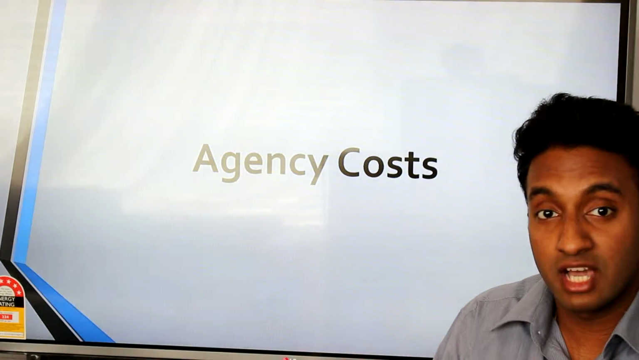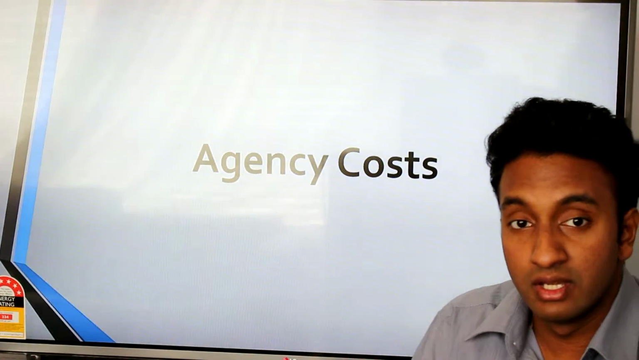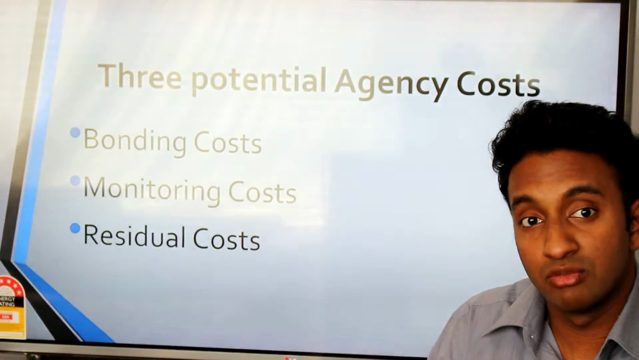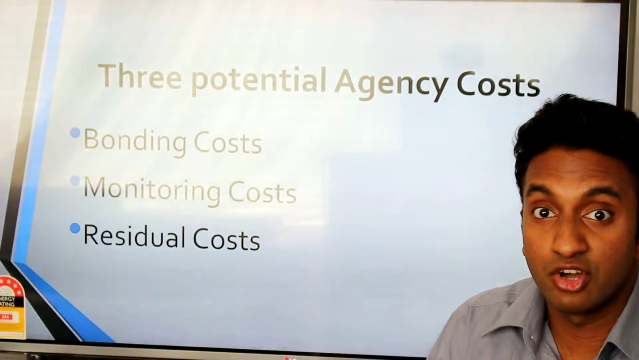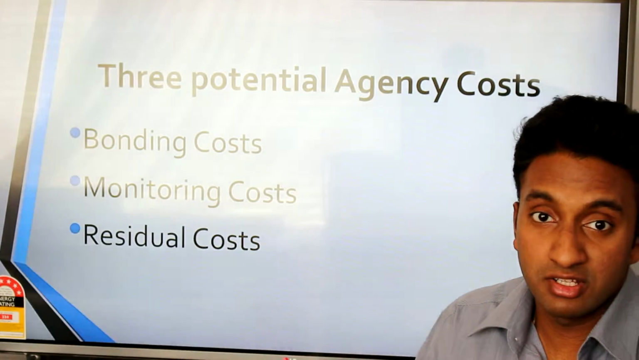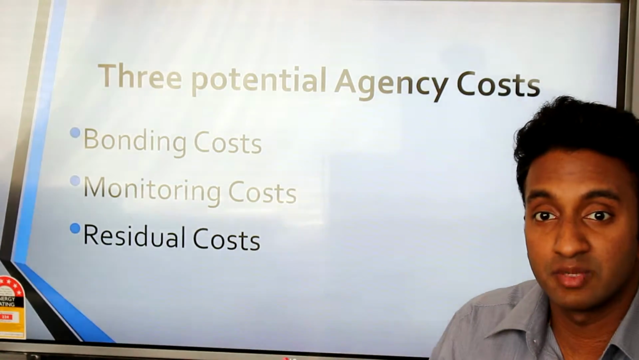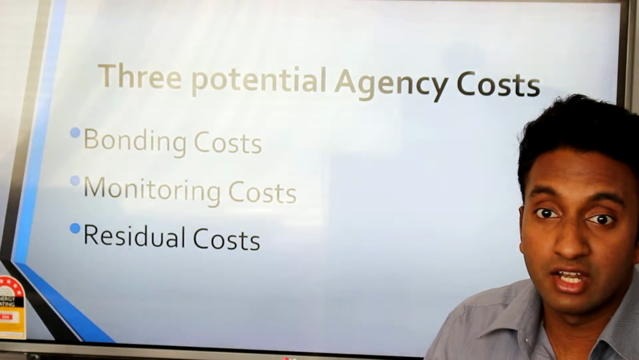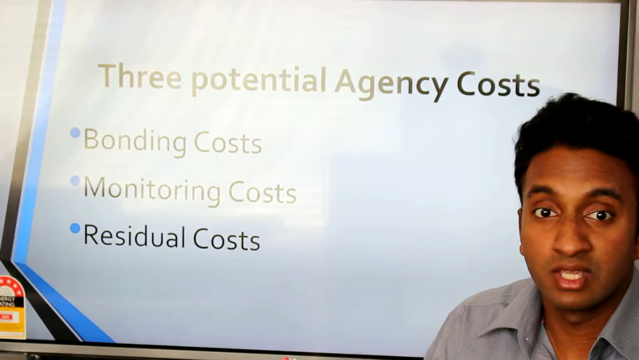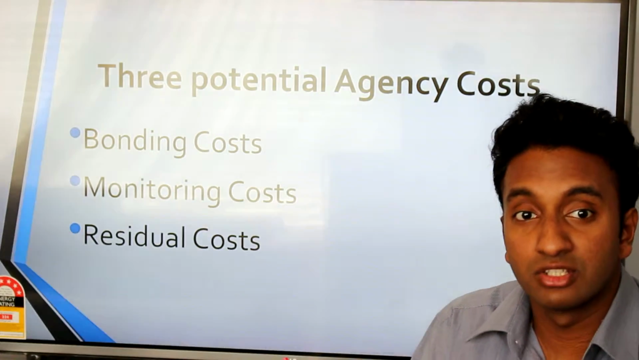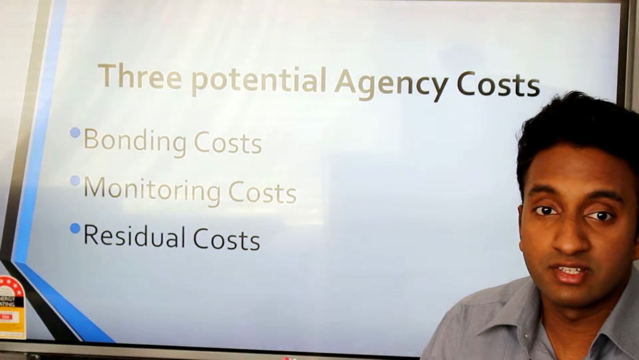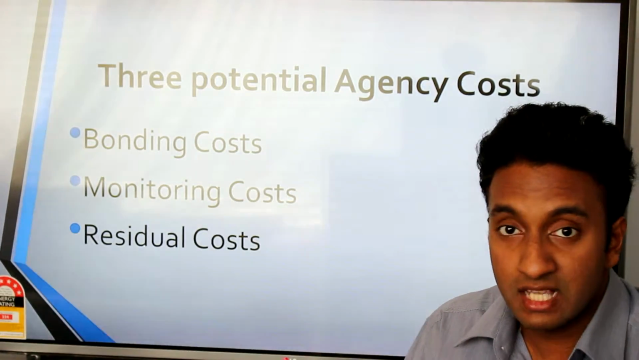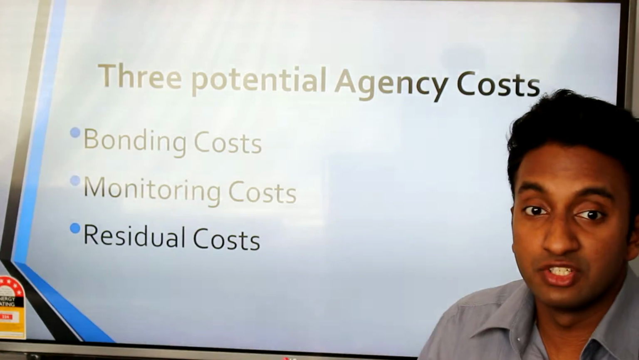There are three major types of agency costs. Monitoring costs are the expenditures to monitor managerial activities, such as audit costs. The second one is the bonding cost, which is the expenditures to structure the organization in a way that will limit undesirable managerial behavior, such as appointing outside members to the board of directors or restructuring the company's business units and management hierarchy. The last one I'm going to discuss is the residual costs.